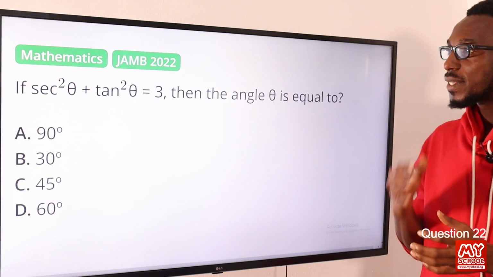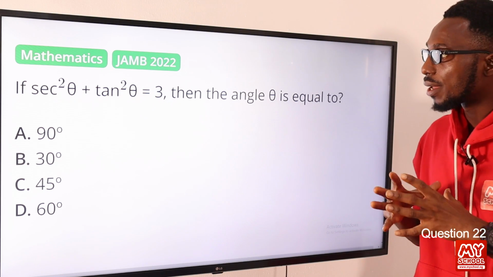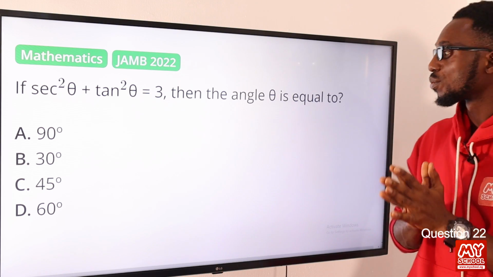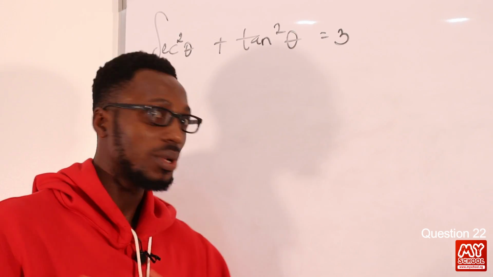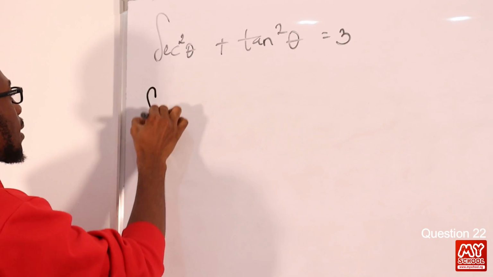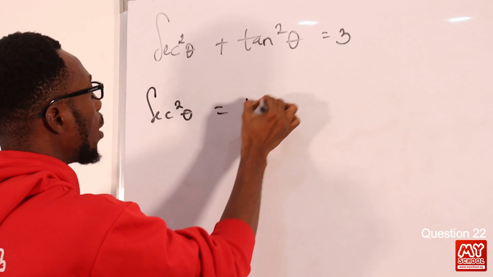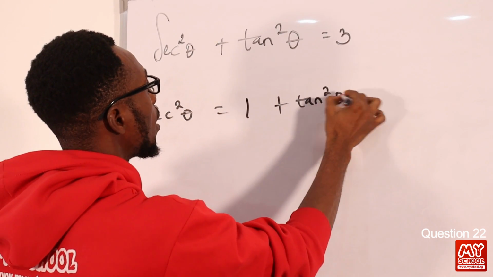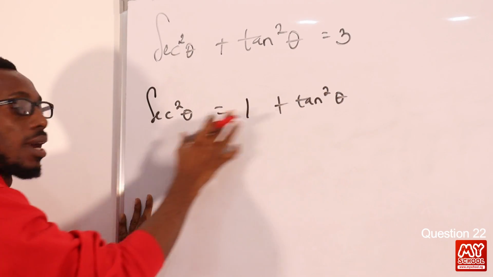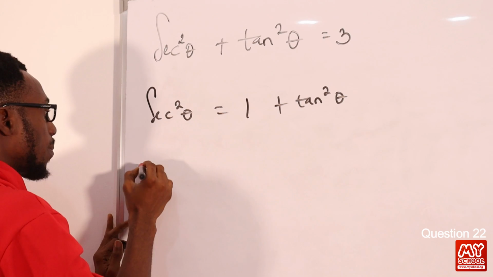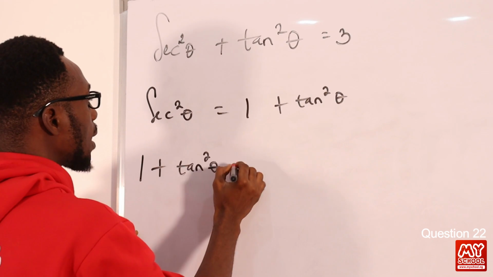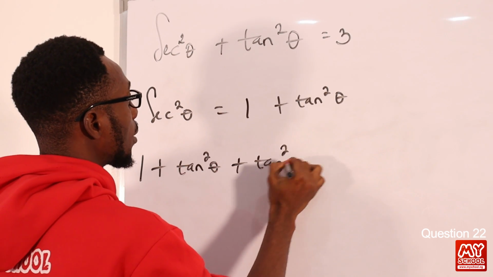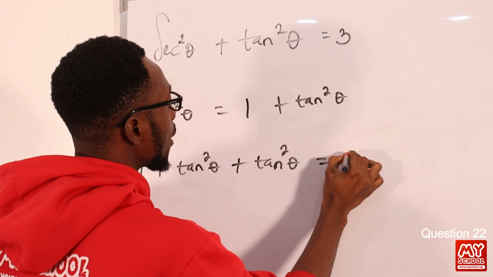22. If sec squared theta plus tan squared theta equals 3, then the angle theta is equal to what? So let's just run a confirmation together. We just need to recall some trigonometric identities. We have to recall that sec squared theta equals 1 plus tan squared theta. So I just have to replace sec squared theta with this in the equation. So basically I have 1 plus tan squared theta plus tan squared theta equals 3.